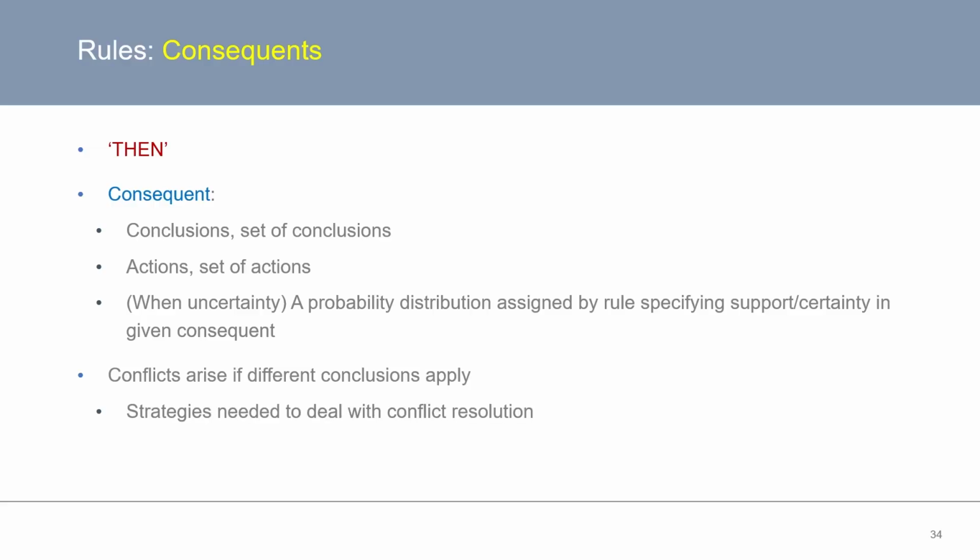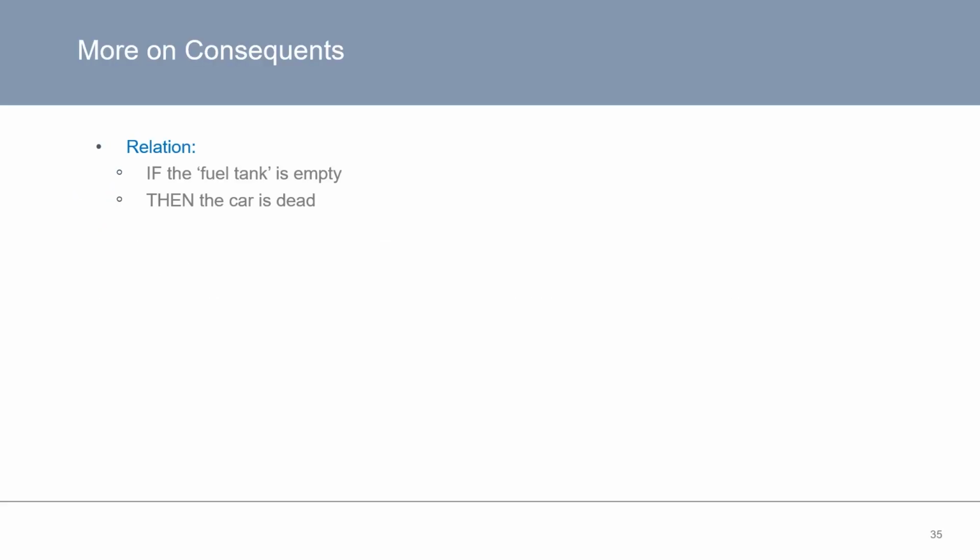It's good to note up front that if you have multiple rules whose antecedents were satisfied, then you can end up with a situation where you have conflicts in terms of the separate consequences being asserted. This creates situations where we may need to deal with conflict resolution. Consequences can be used in a number of ways. One is to express a relationship.